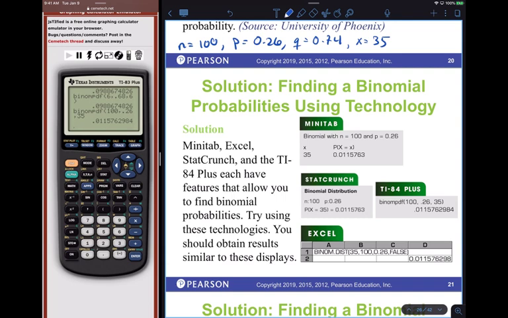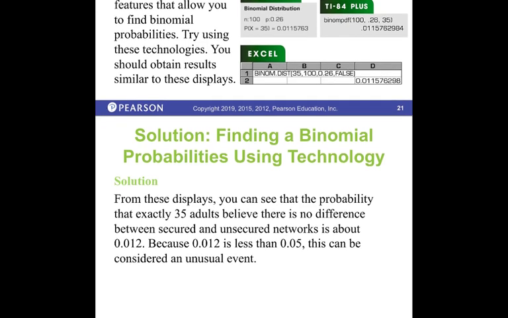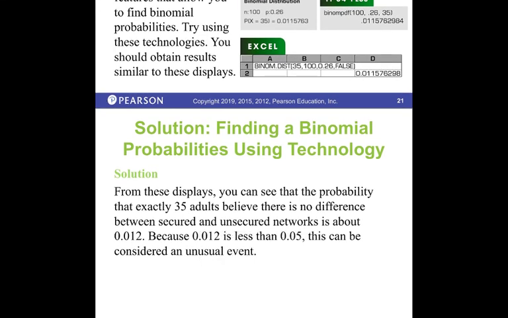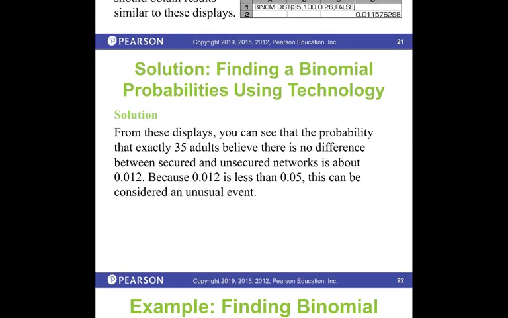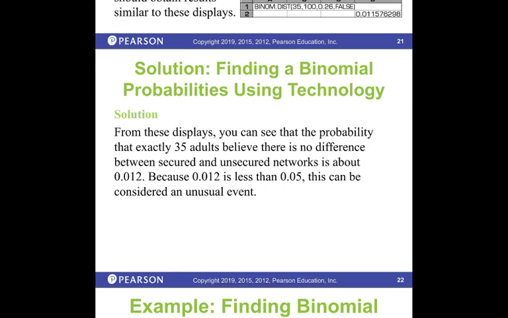All right, we're going to let that be. So we just did that one. So from these displays, we can see that the probability that exactly 35 adults believe there is no difference between secured and unsecured is about 1%. Because 1% is less than 5%, this can be considered an unusual event. Okay, this event is unusual. Okay, keeping it moving.